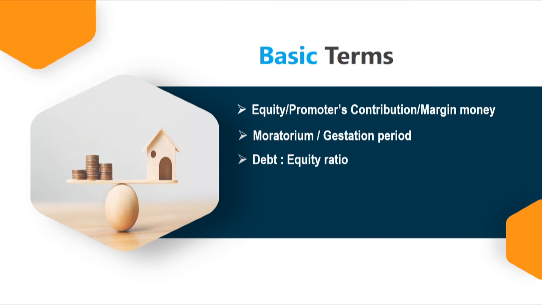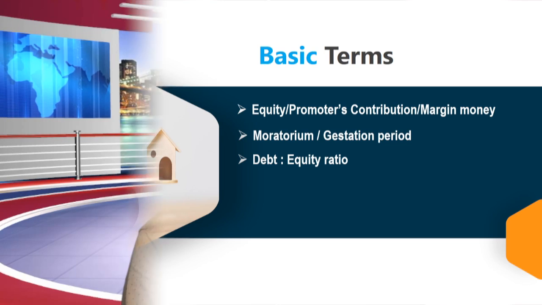Next is the debt equity ratio. Debt is basically the loan which you take from different funding agencies. Equity is your own money. When you make a business plan, they will also calculate the debt equity ratio. In the case of a small scale enterprise, or a tiny or micro enterprise, this ratio is normally 3:1. That means, in case you want to set up a tiny, micro or small scale enterprise, the banks will give you approximately 75% loan, and the remaining 25% you have to put in yourself.